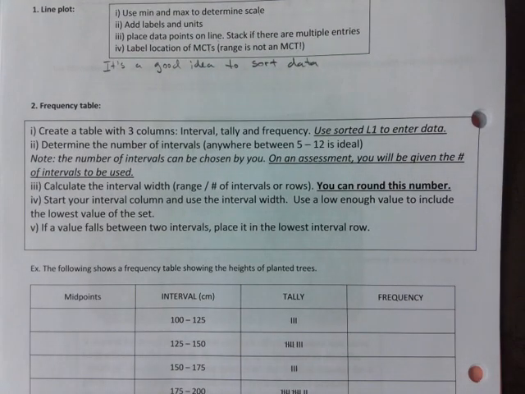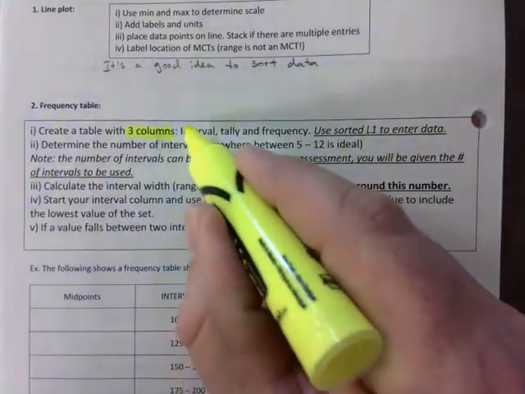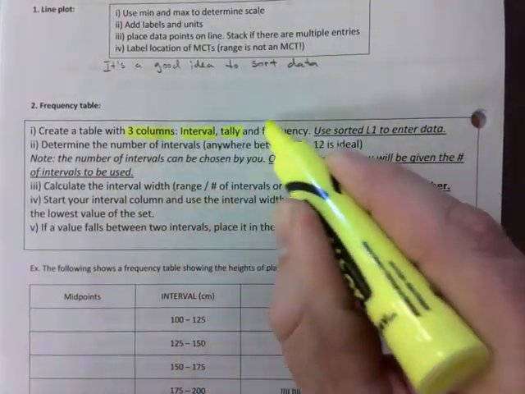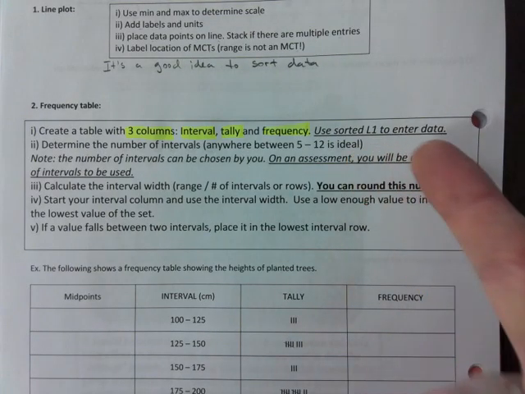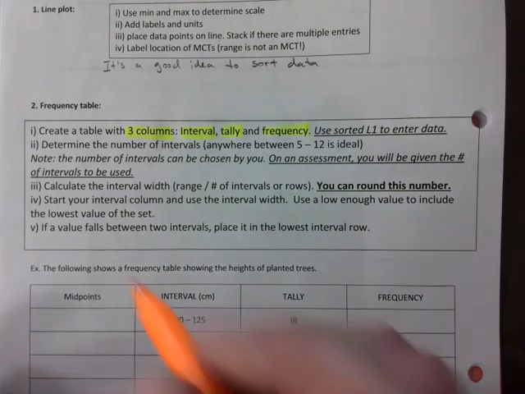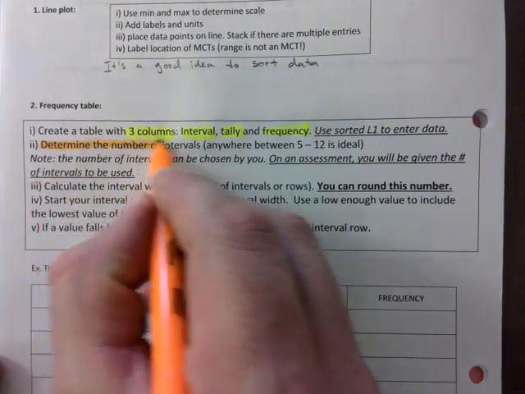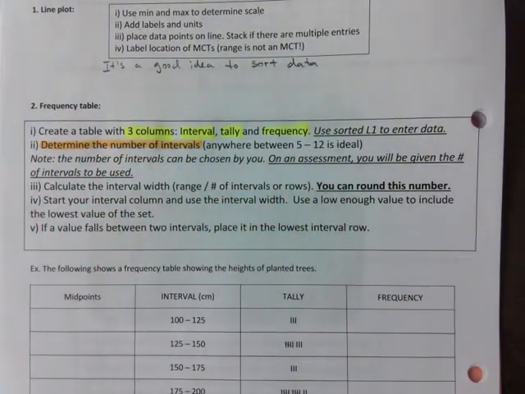So here's the frequency table. That's new today. Okay. Frequency table, you have 3 columns, and you have interval, tally, and frequency, just like I told you. You sorted L1 to enter your data. Then we determine the number of intervals. Determine the number of intervals. Anywhere between 5 and 12 is ideal.